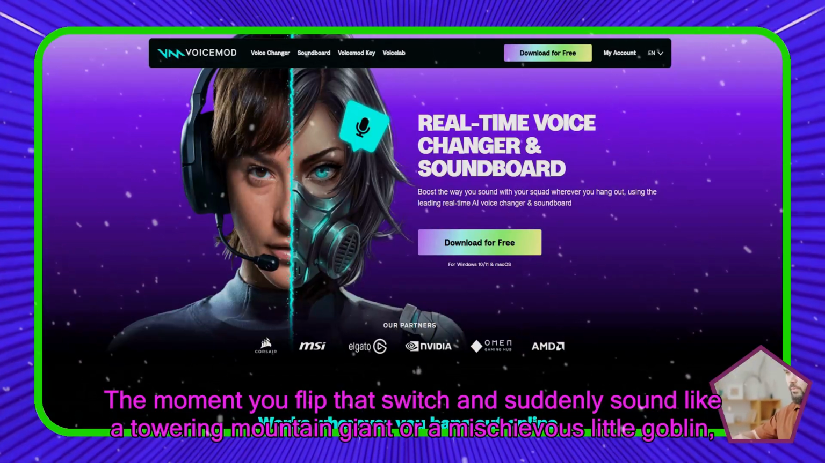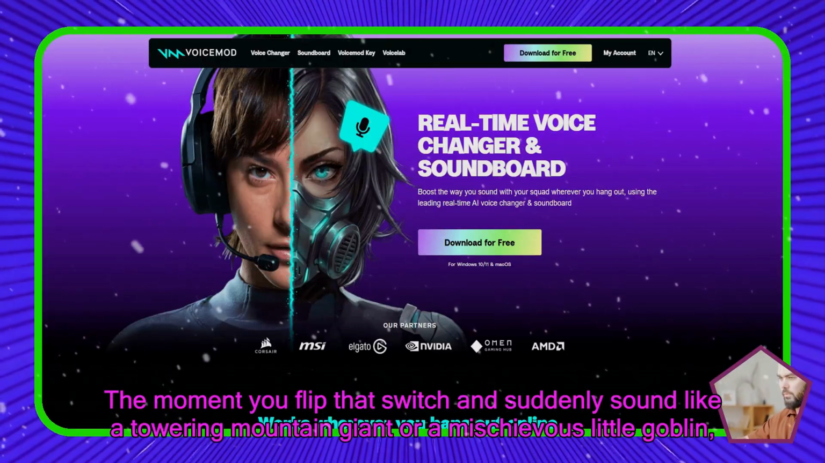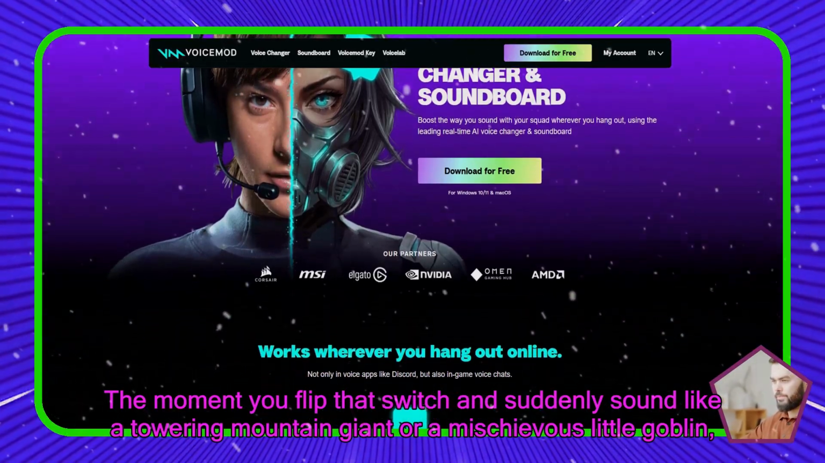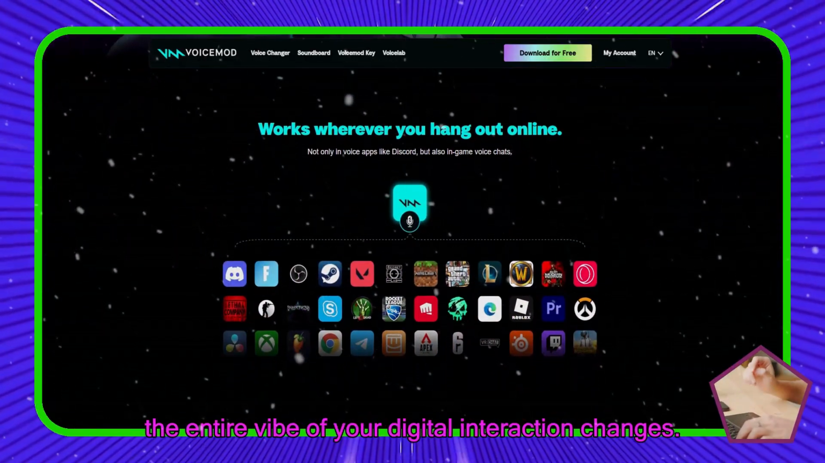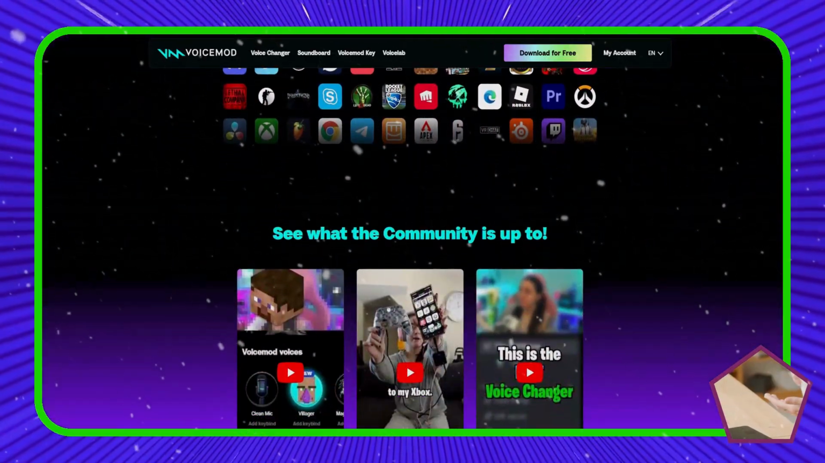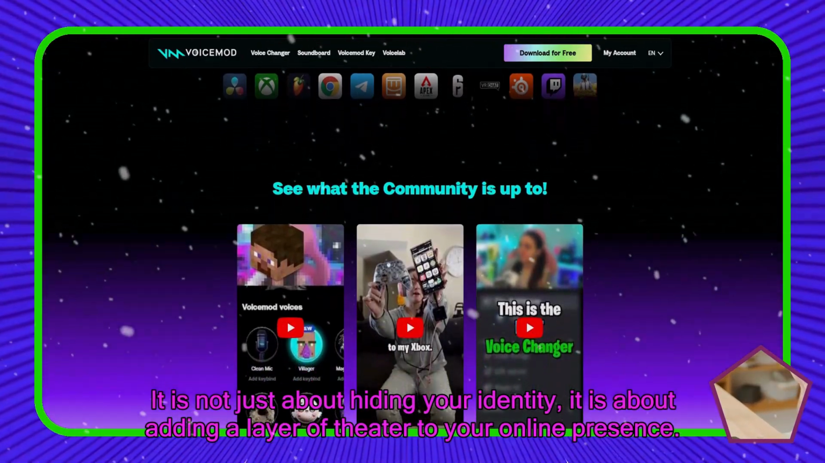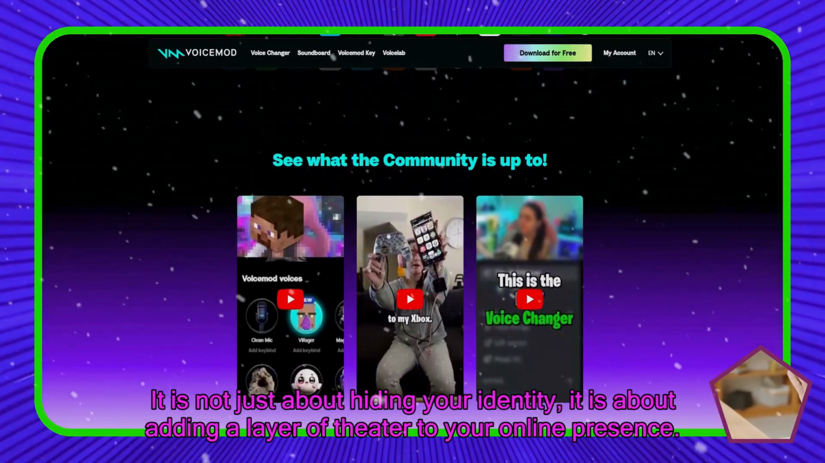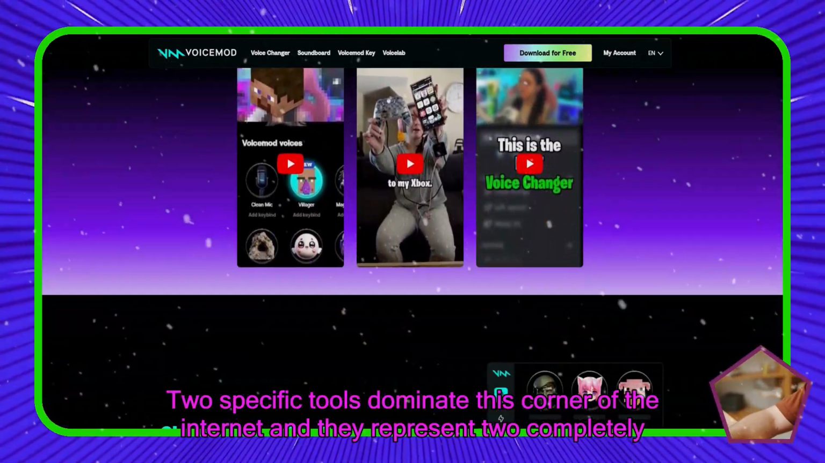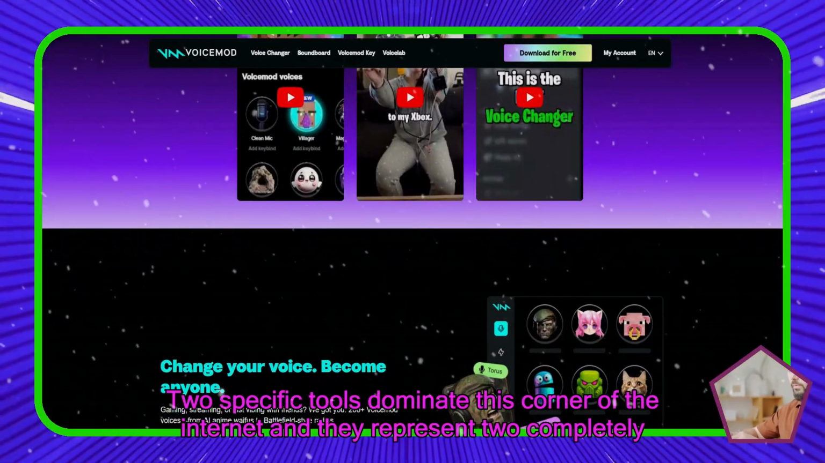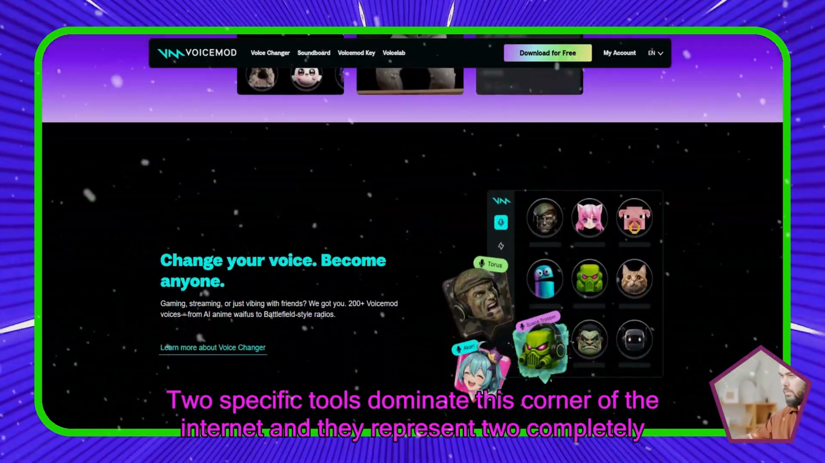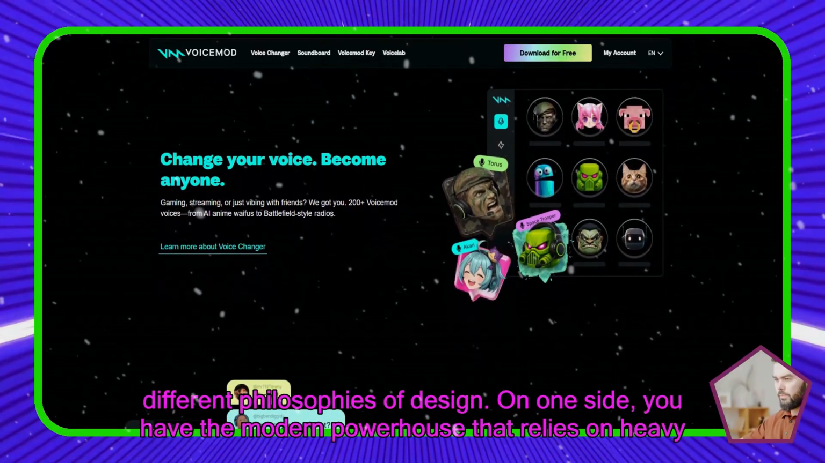The moment you flip that switch and suddenly sound like a towering mountain giant or a mischievous little goblin, the entire vibe of your digital interaction changes. It is not just about hiding your identity. It is about adding a layer of theater to your online presence. Two specific tools dominate this corner of the internet, and they represent two completely different philosophies of design.